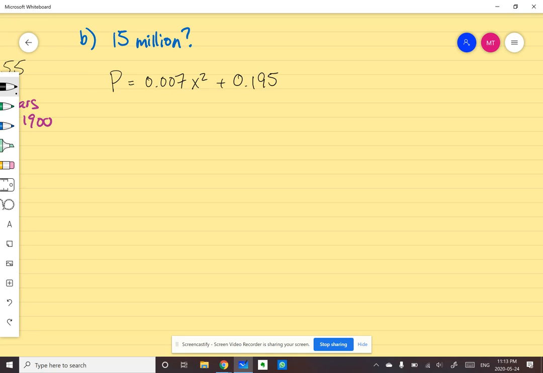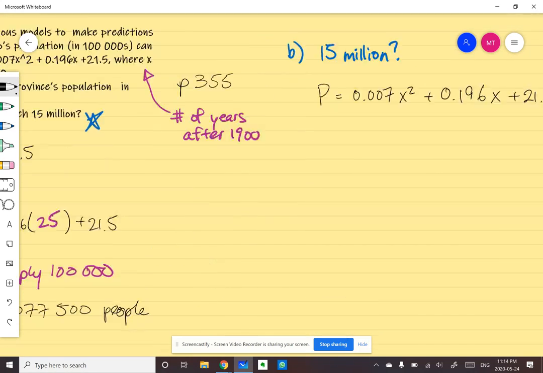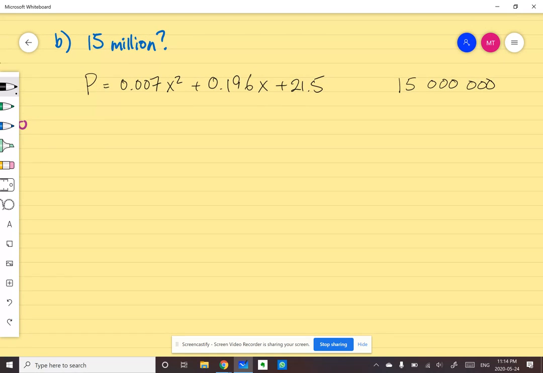And where do you suppose we're going to put this number, 15 million? Are we going to put it in x? Nope, because x represents years. Are we going to put it in P? Yes, but we have to tweak it a little bit. Because everything is in 100,000s, we basically have to ask how many 100,000s can go into that?